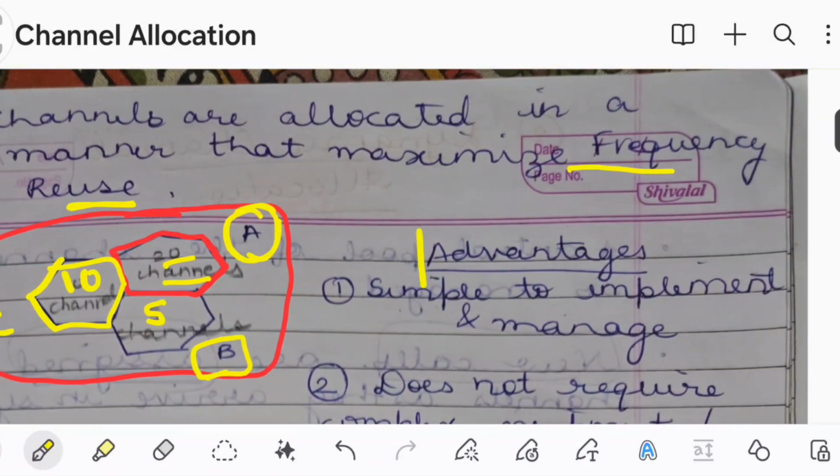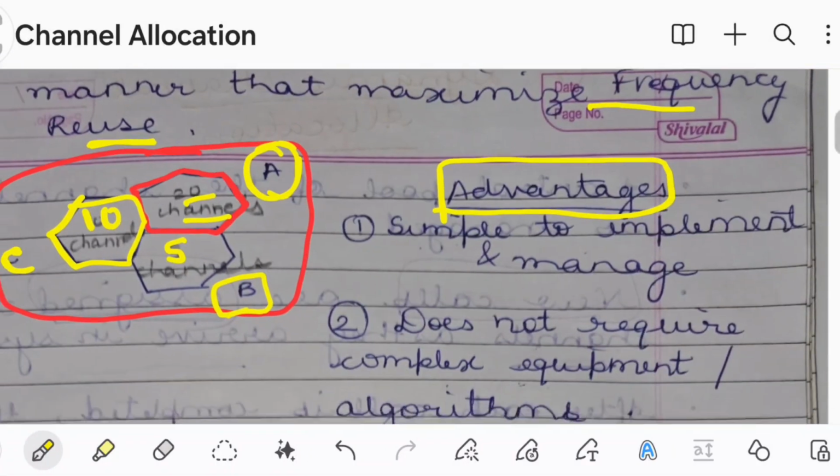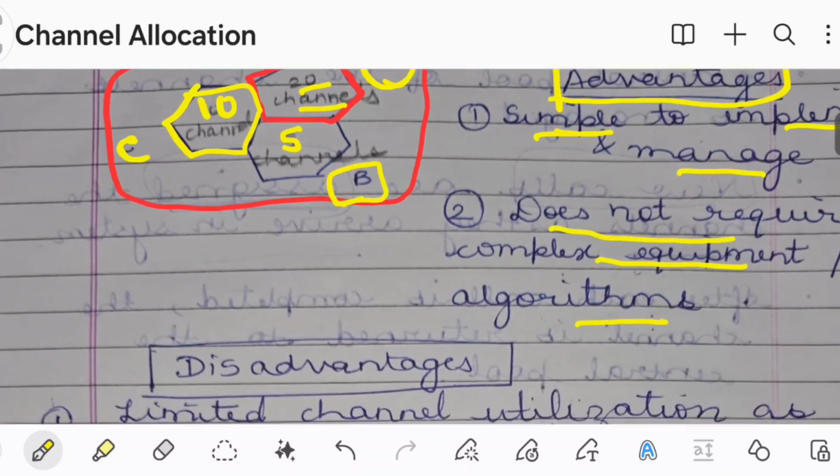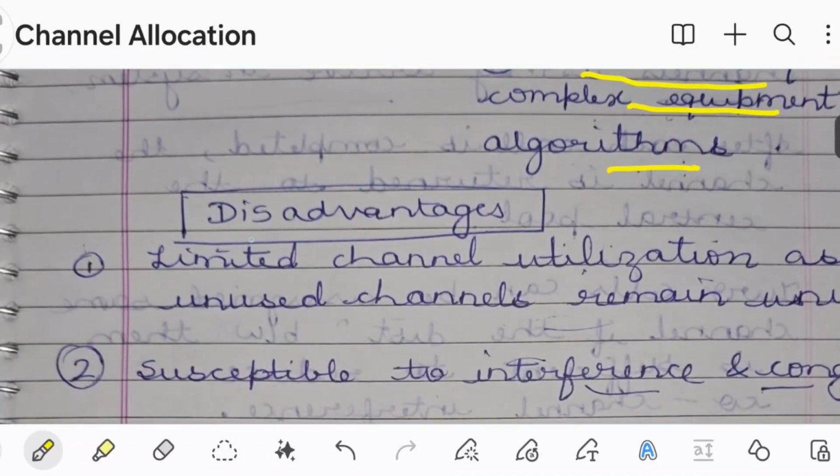Now what are the advantages of this? The first one is simple to implement. Yes, simple to implement and manage. The second one does not require any complex equipment or algorithms. So the disadvantages are limited channel utilization as unused channels remain unused.